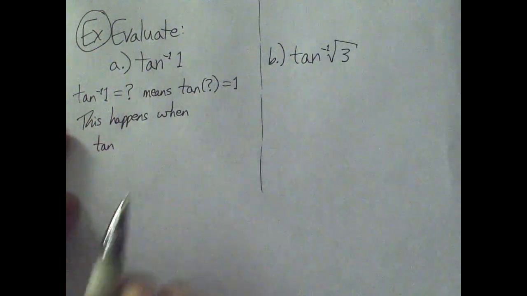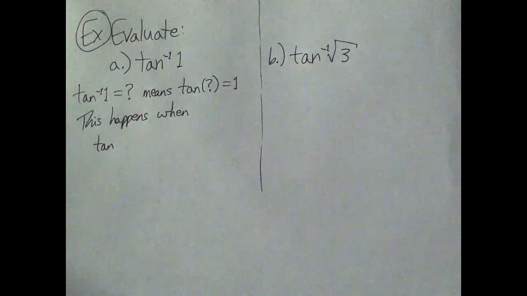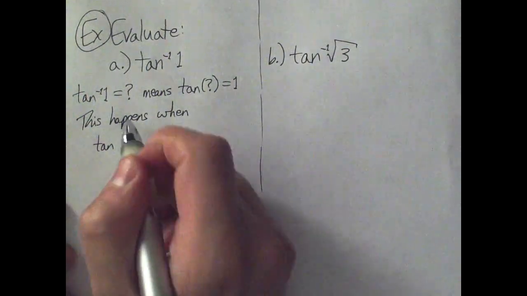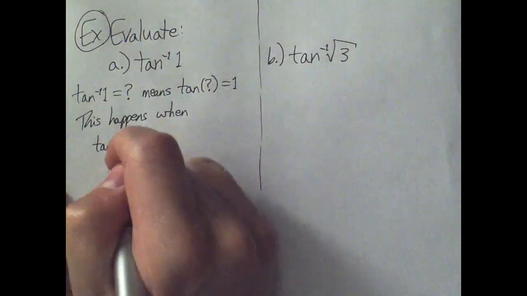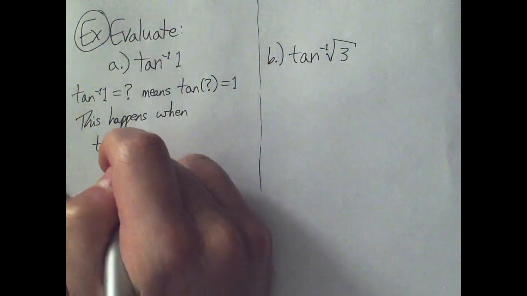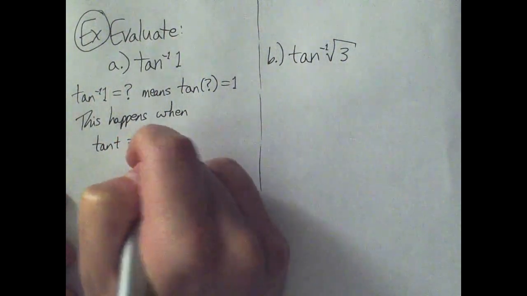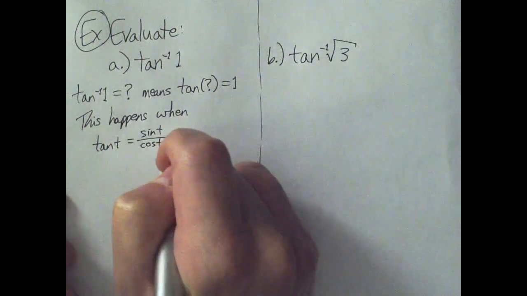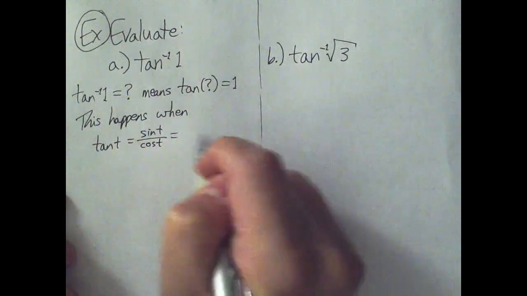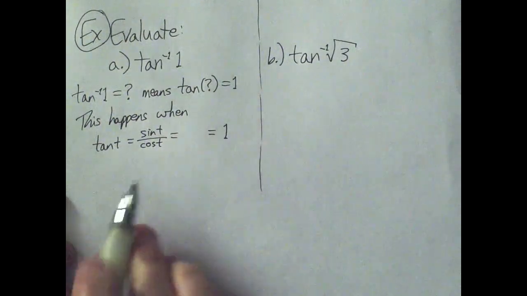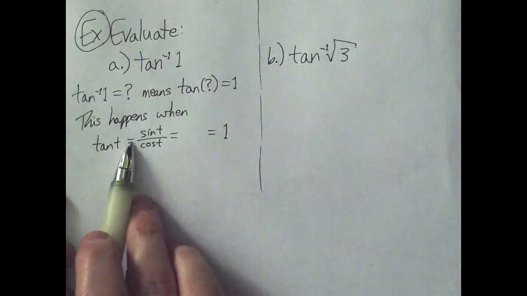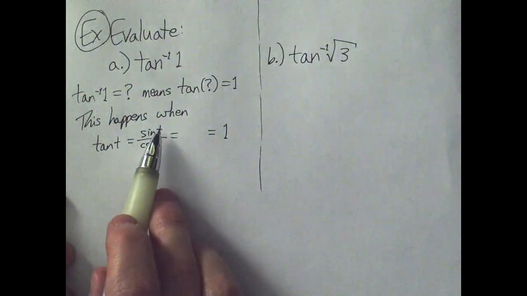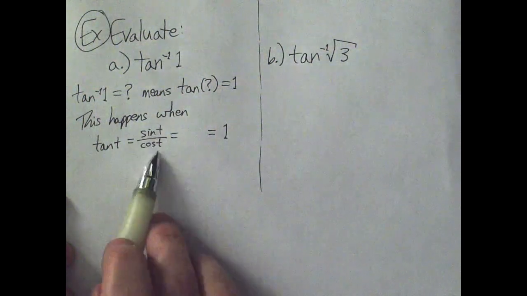tangent, this is going to be kind of scratch work. What letter should I use here? We're using x's and y's in a certain way. I think maybe I'll use t. Tangent of t is sine of t over cosine of t, right? It happens when this equals 1. All right, so tangent of something equals sine of something over cosine of the same thing.